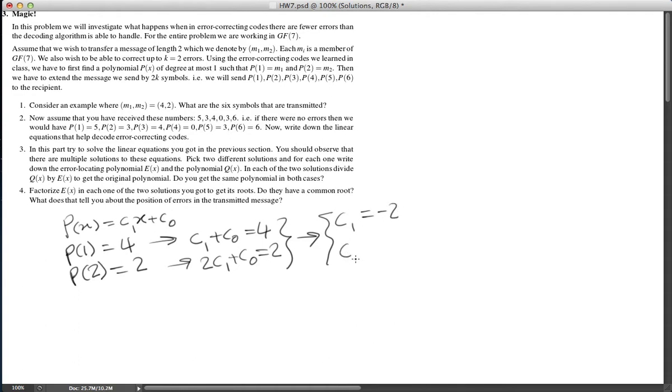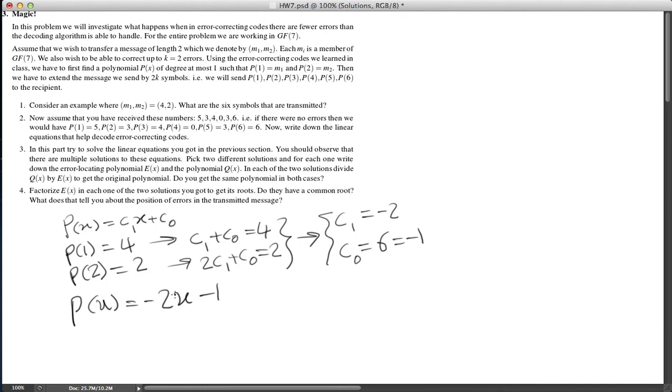And then if we plug back in minus 2 for c1 in one of the equations, we get c0. For example, if we plug it back in this equation, we get that c0 is 6, which is the same thing as minus 1 mod 7. So our polynomial is going to be p of x equals minus 2 times x minus 1.